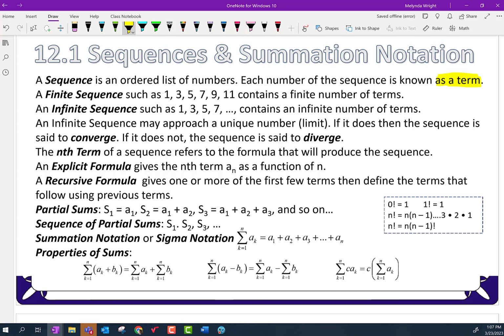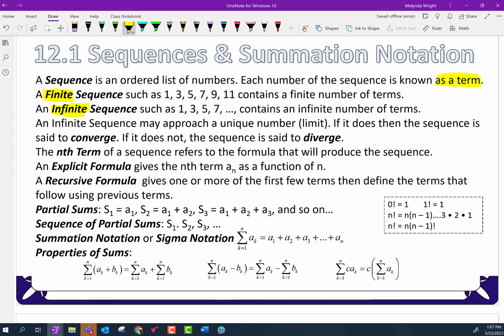A finite sequence, so the word finite will probably kind of cue you in on what's happening there. It's a sequence that ends. It has a specific number of terms. It doesn't keep going and going. Maybe it has 5 terms, maybe it has 50 terms. It has a specific number of terms. An infinite sequence, on the other hand, is a sequence that never stops. It just keeps going and going. It has an infinite number of terms.